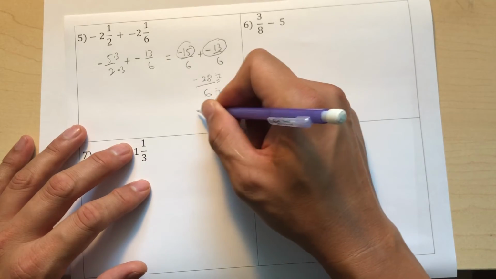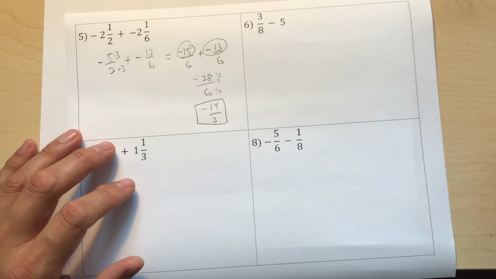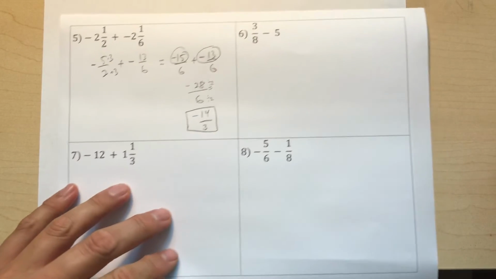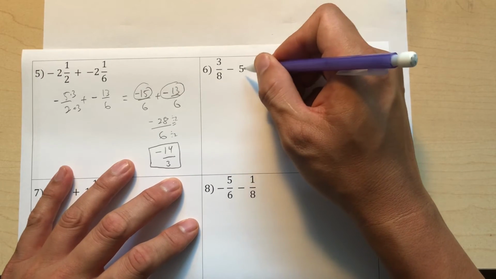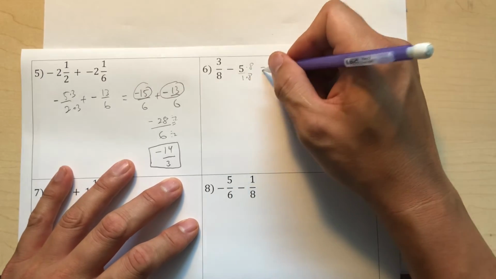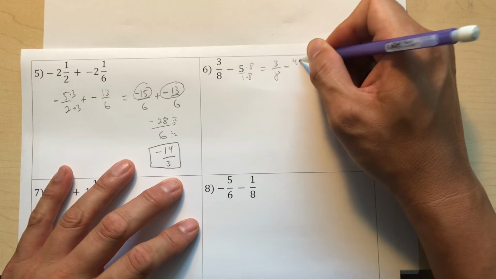Now again, you can make it into a mixed number. Okay, you can say, oh, 3 can go into 14, how many times, and so forth. But you don't have to. As long as you reduce it, you can leave it as an improper number. Okay, number 6. To make a whole number into a fraction, just put it over 1. I'm going to multiply this by 8 to find a common denominator. Rewrite it 3 over 8 minus 40 over 8.